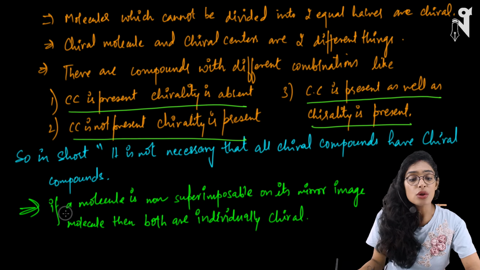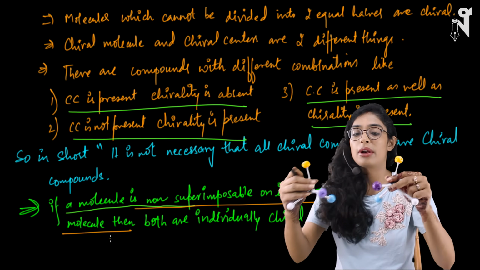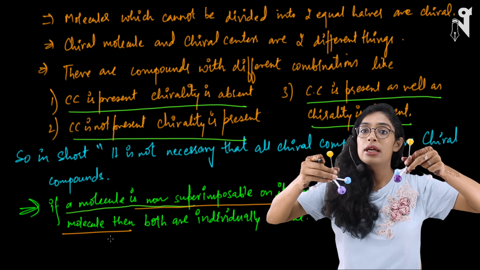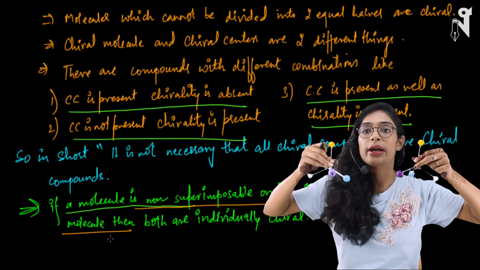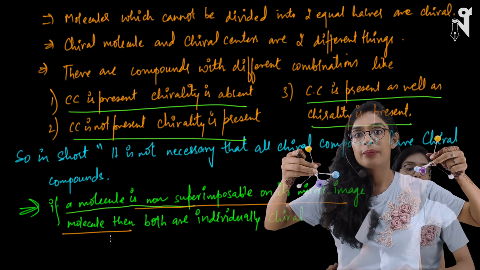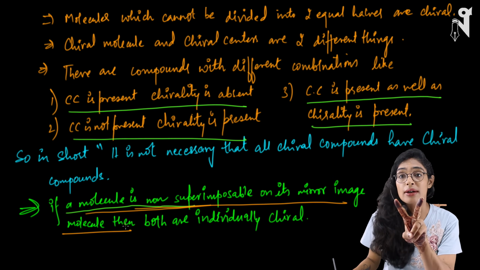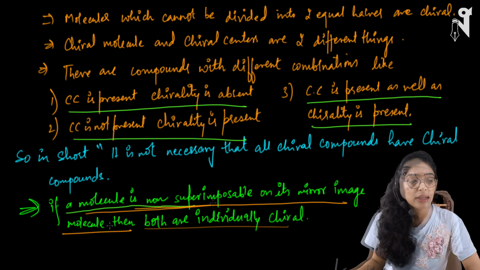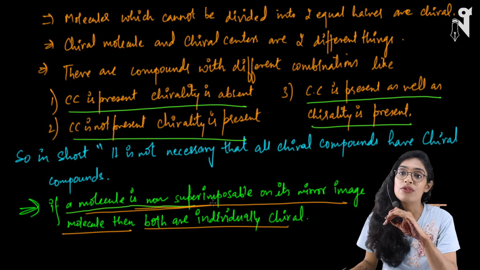If a molecule is non-superimposable on its mirror image, then the molecule is called chiral, and both the mirror images, because this is not superimposable on this and this is also not superimposable on this, are also chiral. Both are individually chiral. If a molecule has non-superimposable mirror images, then both of the images possess chirality, and the molecule itself is chiral. A very important thing we have discussed earlier is that chirality doesn't mean the presence of a chiral center.